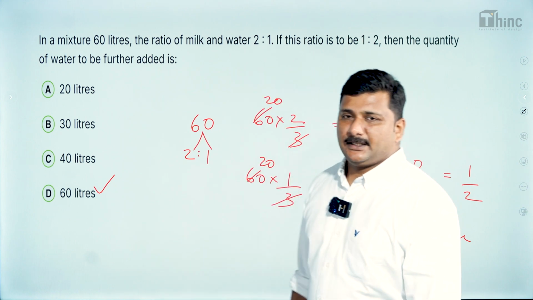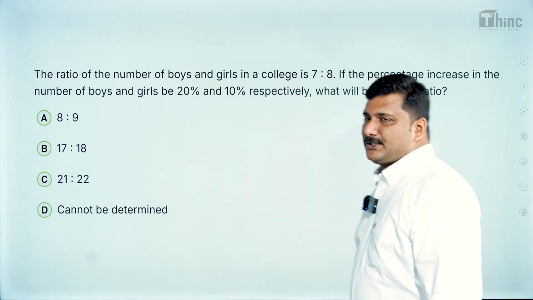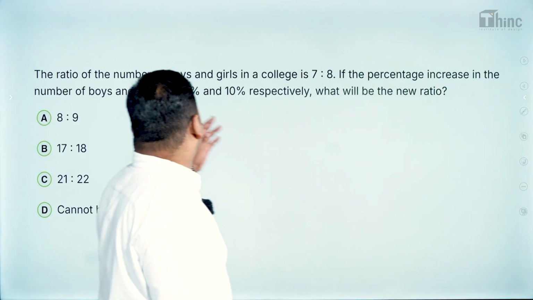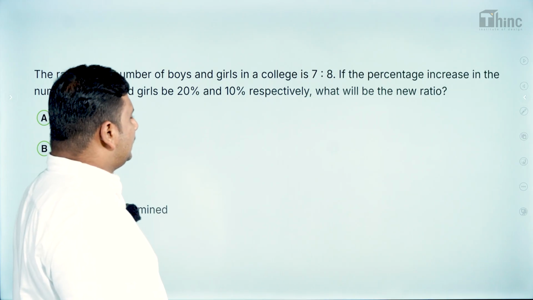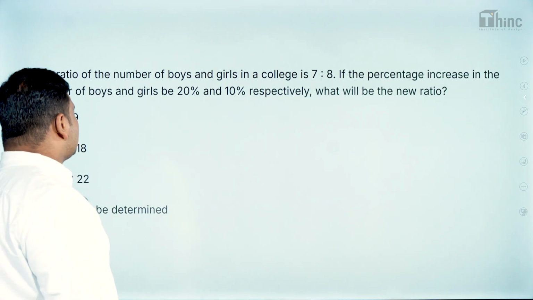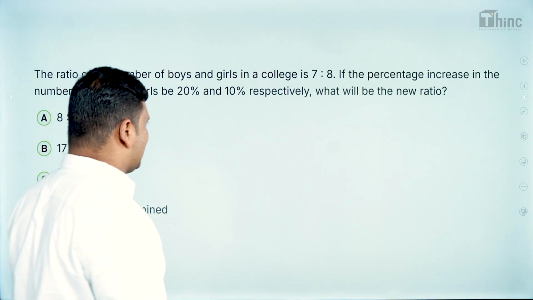So I believe this much is clear for you. Now let's get it moving. The ratio of boys and girls in a college is 7:8. If the percentage increase in the number of boys and girls is 20% and 10% respectively, what will be the new ratio is the question.